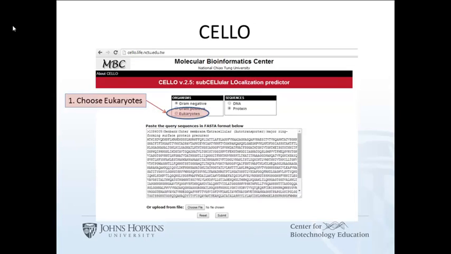First, switch to eukaryotes. The default is set for gram-negative bacteria. Gram-negative bacteria have no organelles, so that prediction is very different, mainly secretory or retained in the cell. Then note that there is a protein sequence already there. That's an example sequence that is there by default so that users can see how it works. Be sure to delete that sequence before you enter your sequence.